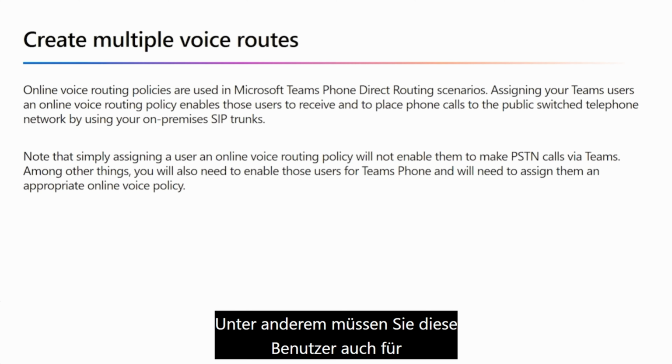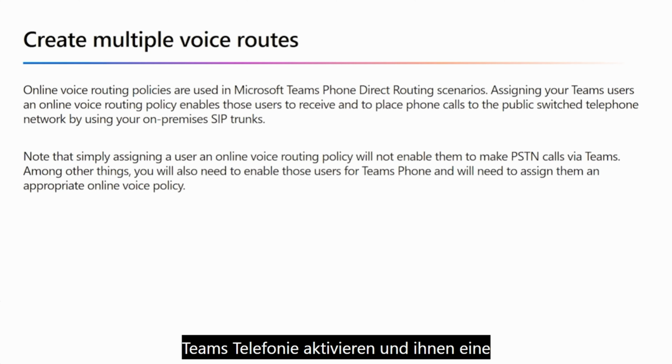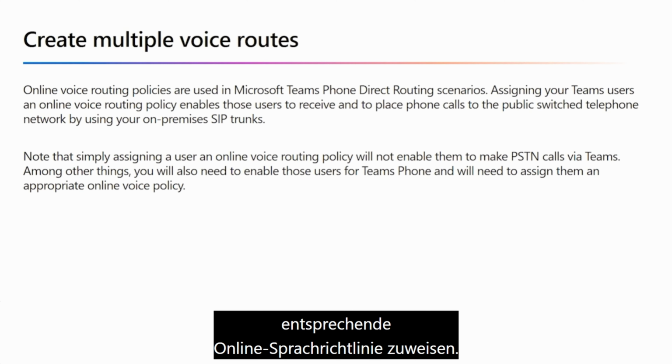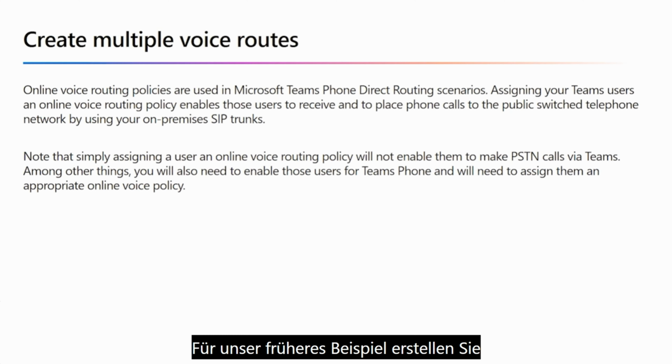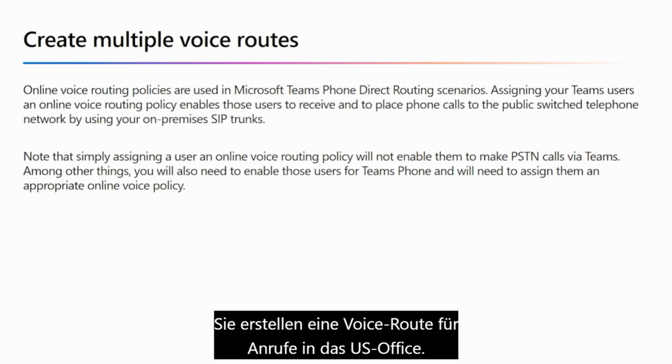Among other things, you will also need to enable those users for Teams Phone, and you will need to assign them an appropriate online voice policy. So for our earlier example, you then create multiple voice routes and associate them with your US and Canada usage. You create a voice route for making calls to the US office.